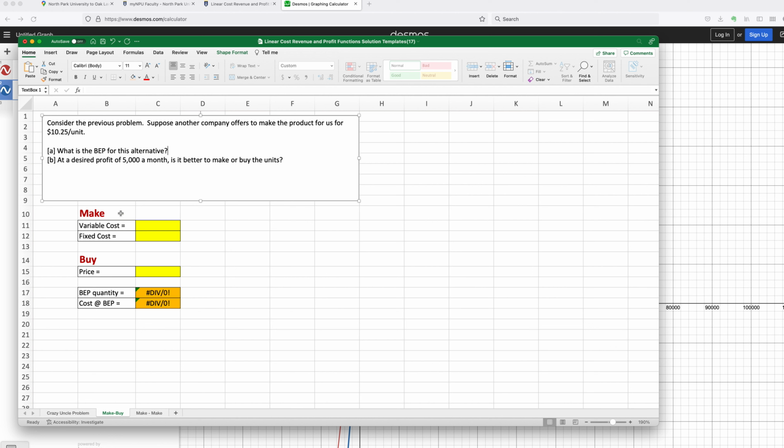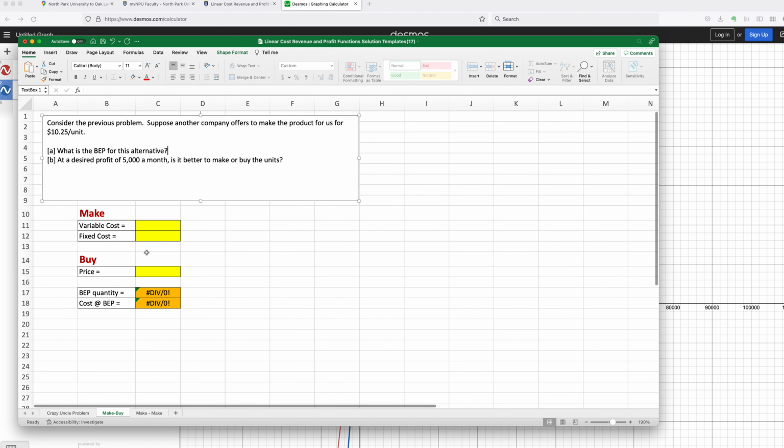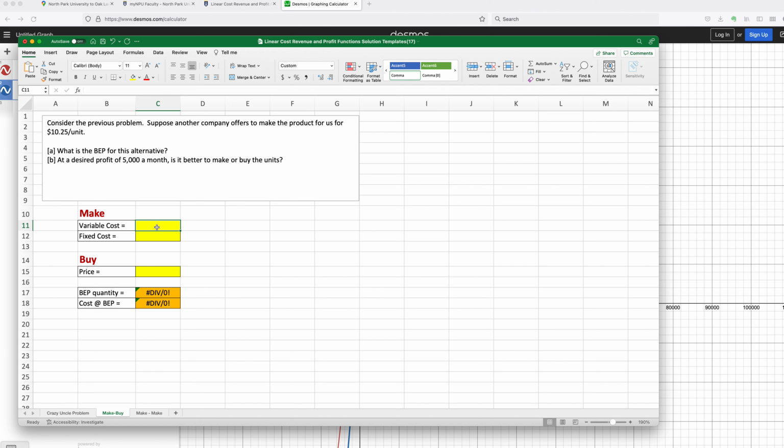Well, it's a previous problem. If we make it, what's our variable cost and what's our fixed cost? 9 and 14. We're going to compare only the cost equations here. So the variable cost is 9 and the fixed cost is $14,000. How much will this new company make it for? $10.25. It only says 10 because I probably have to go here and increase the decimal places.